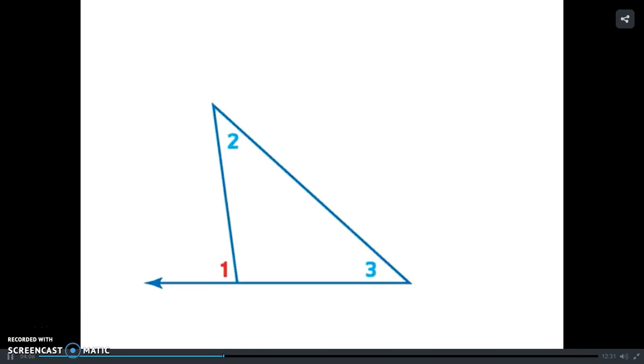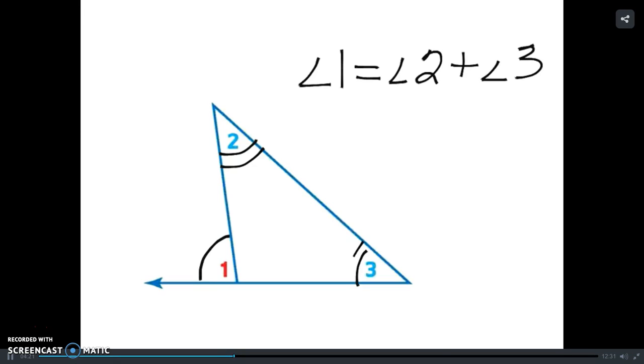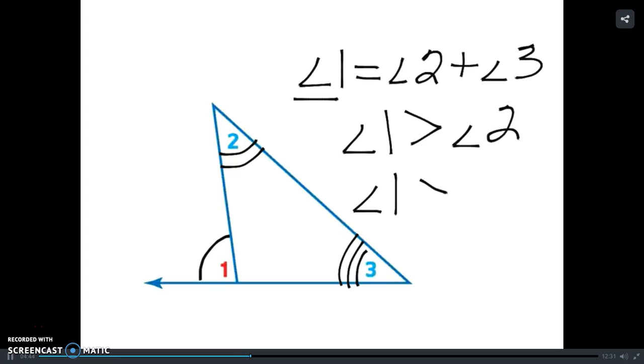Okay, and hopefully you remember that we could write an equation that says this angle 1 would be equal to angle 2 plus angle 3, right? We said that was one of the rules we learned when we talked about triangles before the Christmas break, okay? Now, you're going to notice that based on what we just talked about what it takes to make an inequality, that means that we can say this angle 1 is greater than angle 2, and we can say that angle 1 is greater than angle 3, okay?